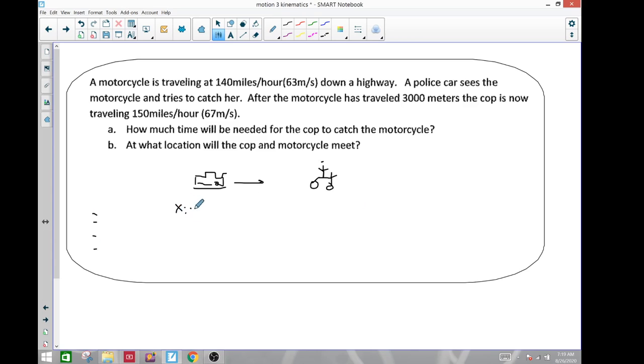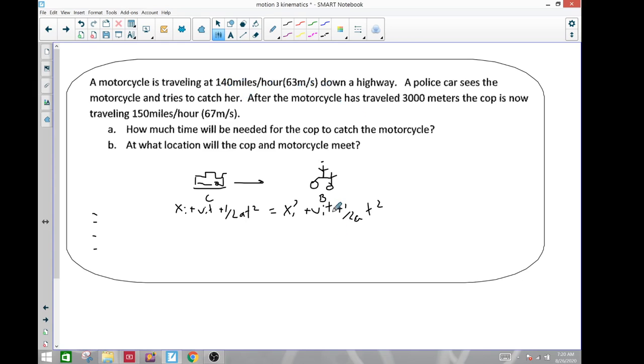So xi plus vit plus 1/2 at squared equals xi plus vit plus 1/2 at squared. Then you can start plugging in the values that you have. The initial velocity here is for the cop, and this side is for the biker. At this point, it's just a math problem, nothing more than that, so we're going to move pretty quickly.